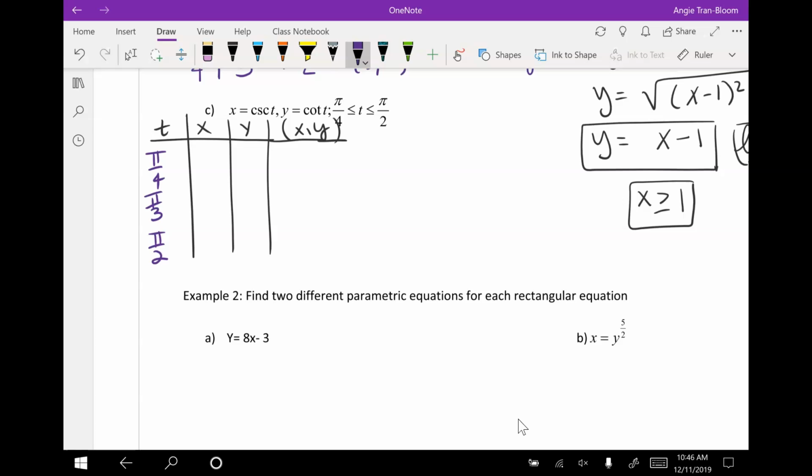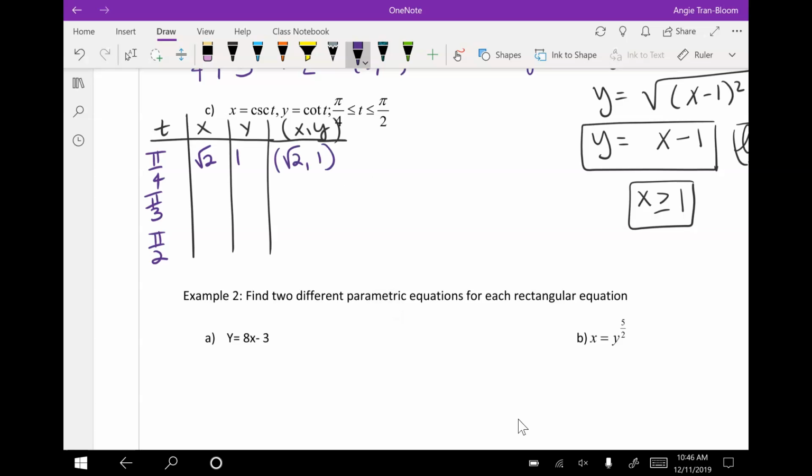Let's plug it in. Cosecant of pi over 4. What's that? Which is just simply rad 2. You guys agree with that statement? 2 rad 2 over 2, which is then simply just rad 2. Okay. Cotangent of pi over 4. One. Yeah, just like tangent. We love it. So rad 2, comma 1.